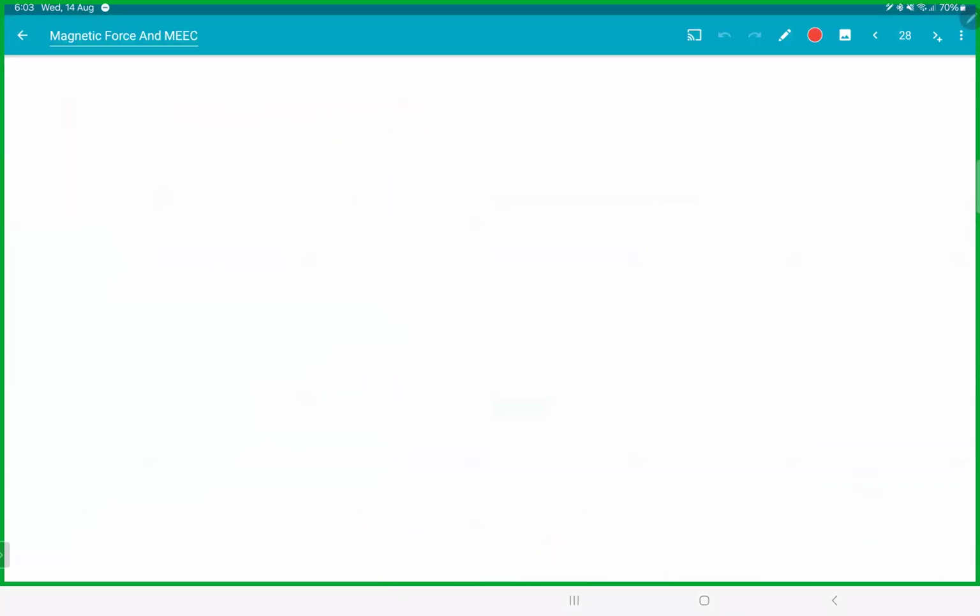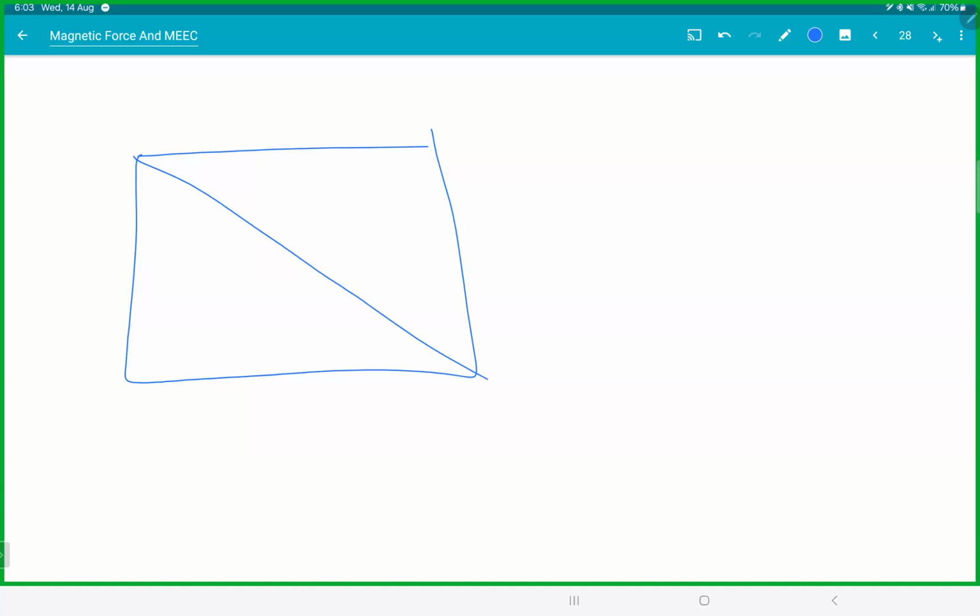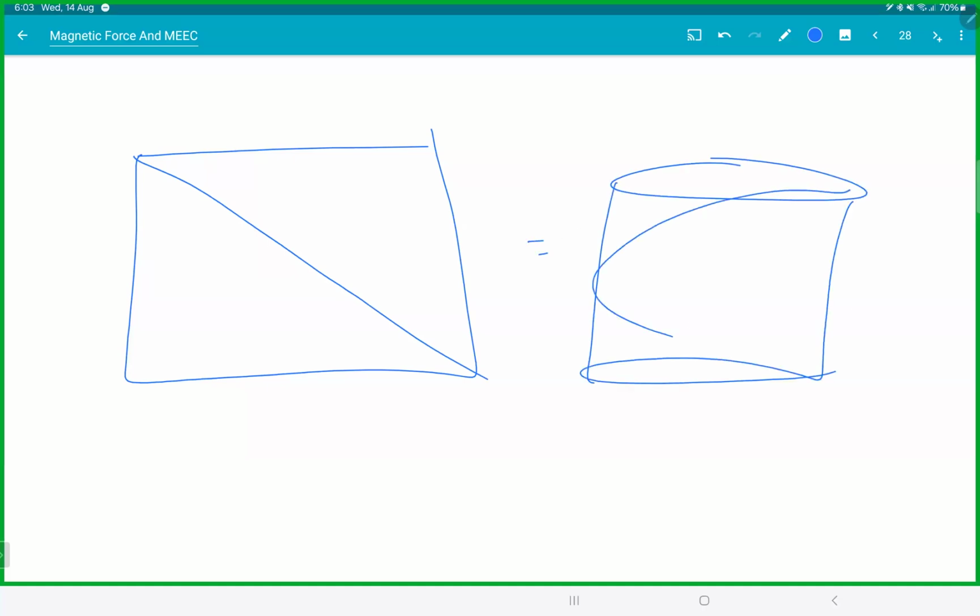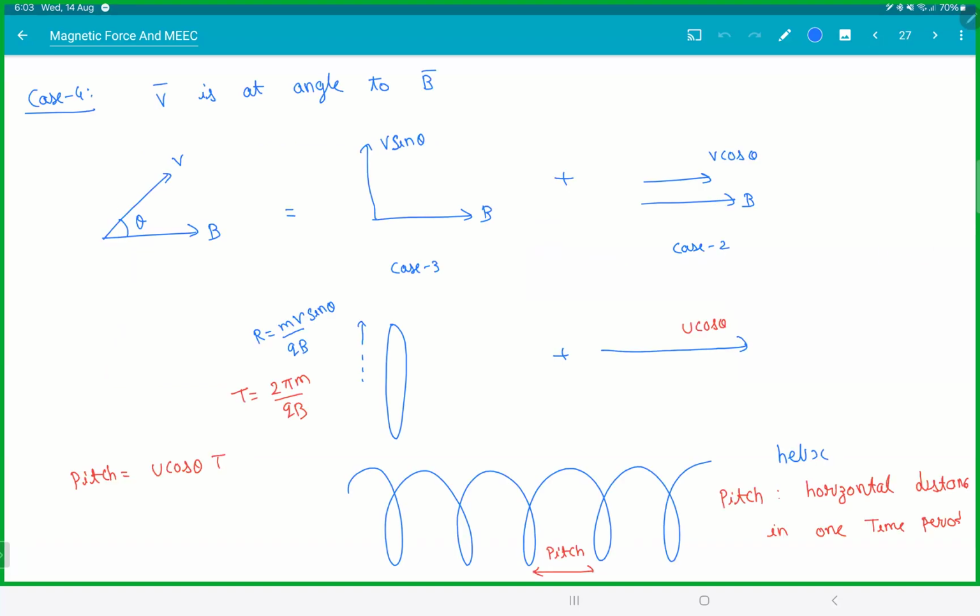What you're saying was this: if you take a rectangle and draw a diagonal, and if you fold this rectangle into a cylinder, this diagonal will be a helix. Got it. That was a property. Yeah. But that's not important here. Let's get clear with this thing.